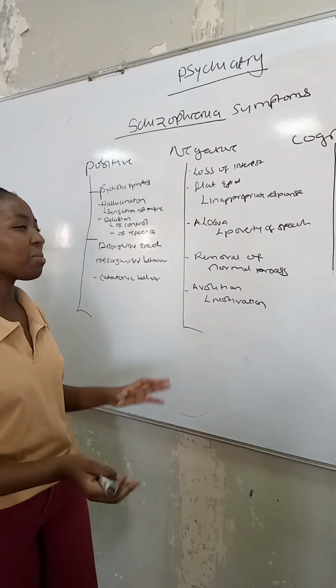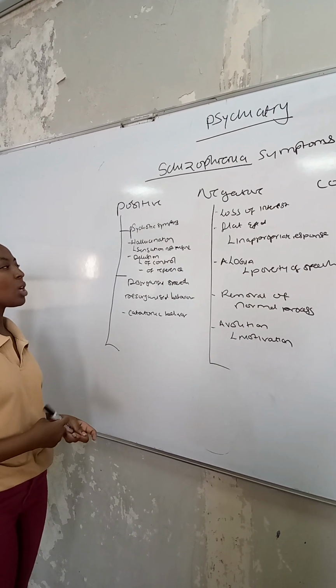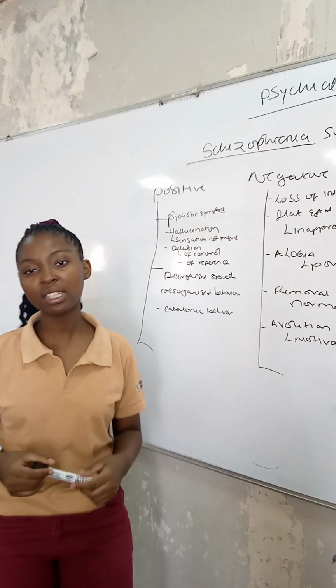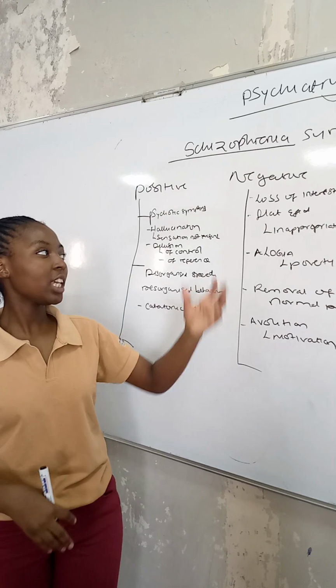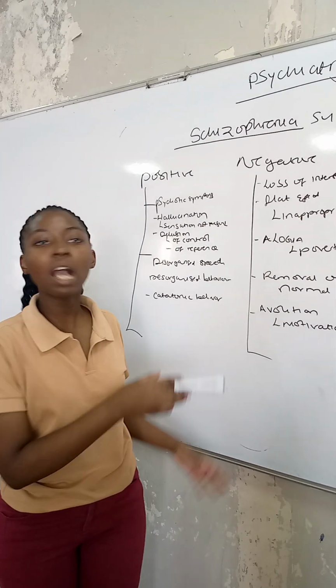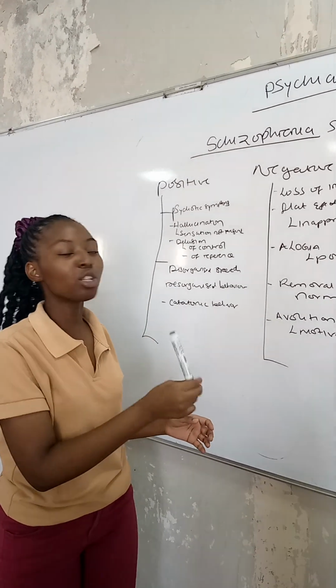So on the positive symptoms, what are the positive symptoms? So we have psychotic symptoms, which are hallucinations. Hallucinations is where there's no sensation and somebody says there's something. For example, here there's no person, and I'm saying there's a person here, and the person is trying to choke me. So I'm hallucinating because there's no sensation here, and there's no stimuli to trigger that.